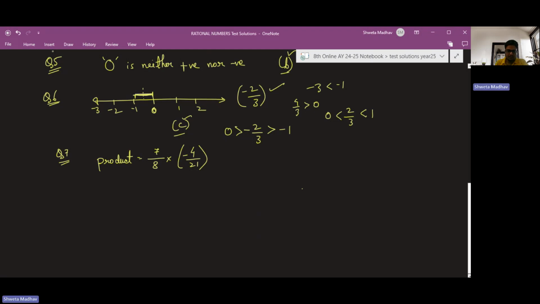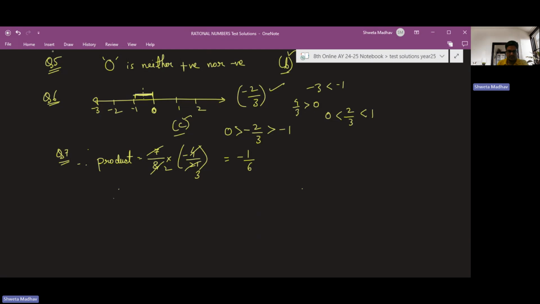So therefore, the product of 7/8 and -4/21 will be equal to, so 4 2s are 8, 7 3s are 21, so this is -1/6. So therefore, the required product is -1/6, and we have to take the multiplicative inverse of that.